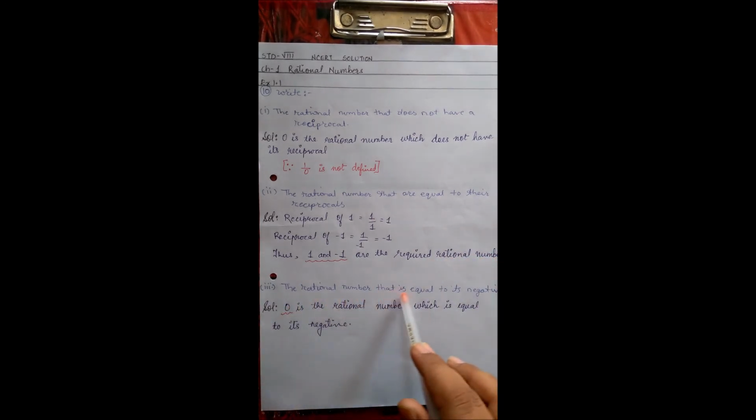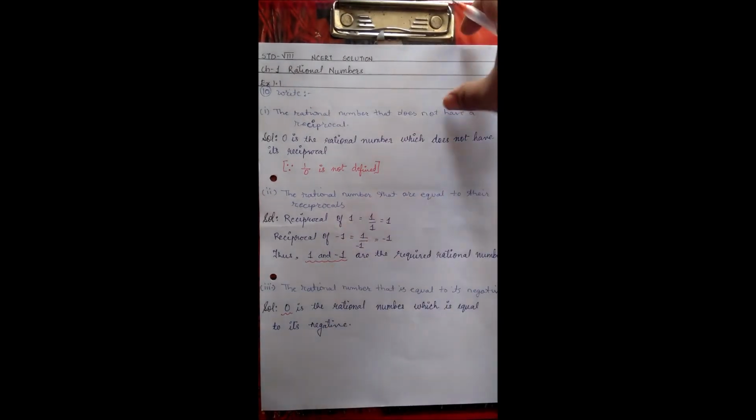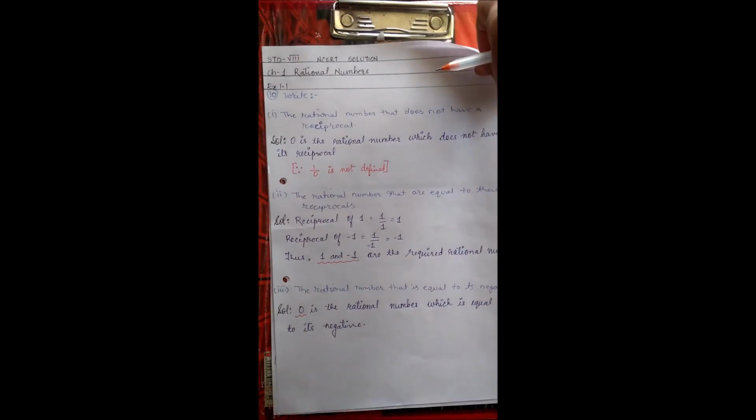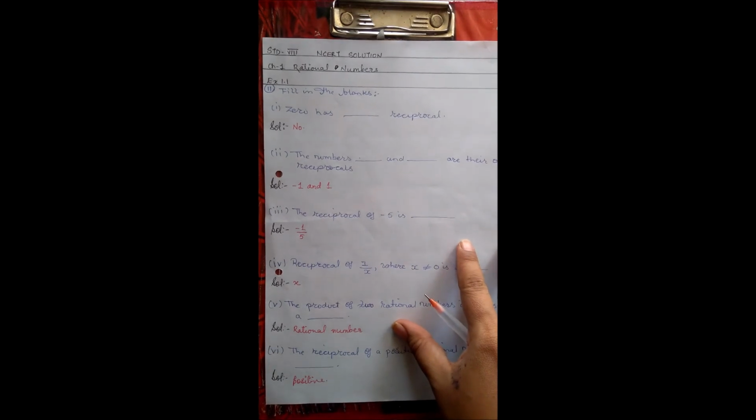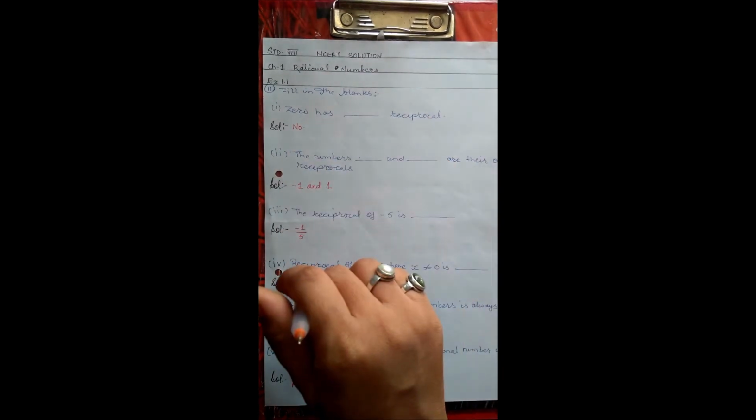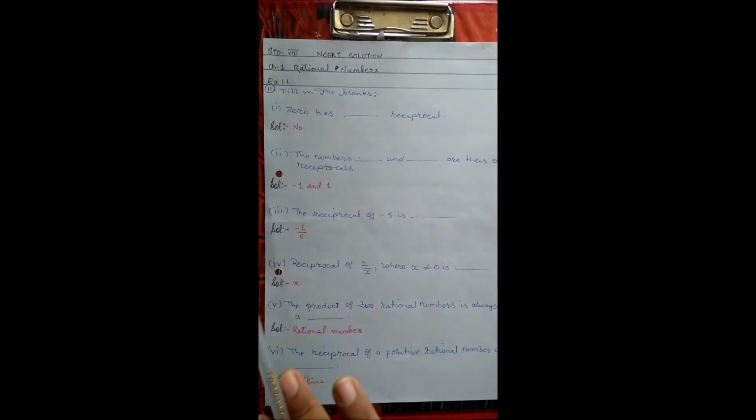The rational number that is equal to its negative. So 0 is the rational number which is equal to its negative. Now next question is fill in the blanks. 0 has dash reciprocal. 0 has no reciprocal.